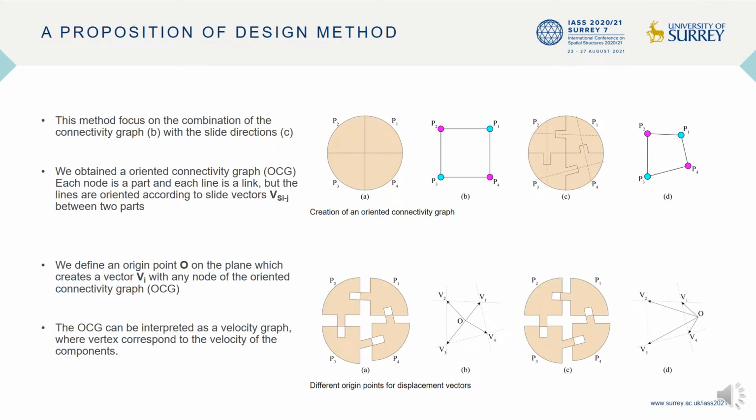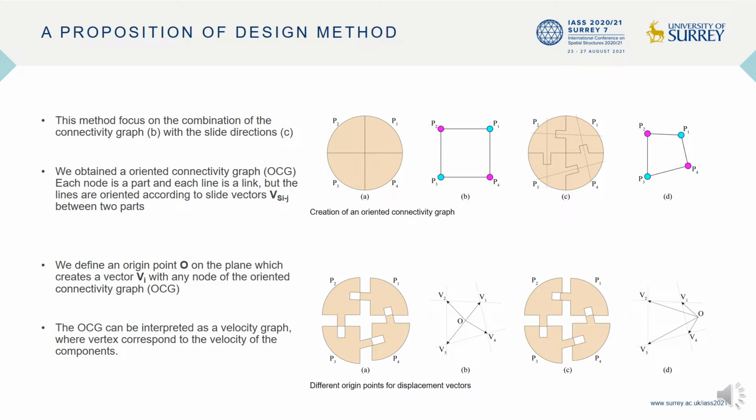This method focuses on the combination of the connectivity graph and the slide direction. The combination gives the oriented connectivity graph. We can define an origin point in the plane which creates a vector with any node of the OCG. The oriented connectivity graph can be interpreted as a velocity graph, where vertex position corresponds to the velocity of the component. The origin point can be inside or outside the OCG.